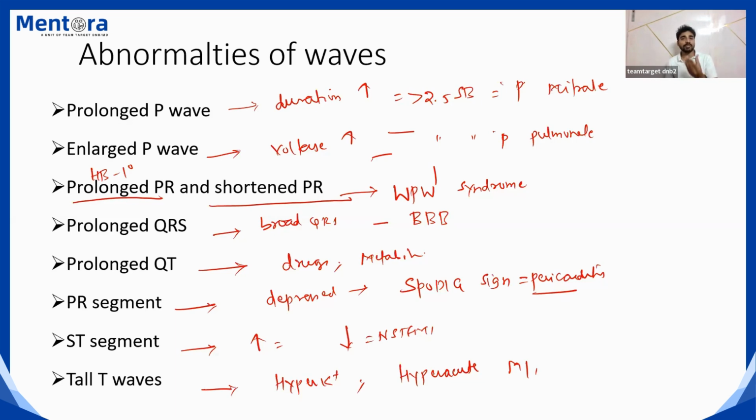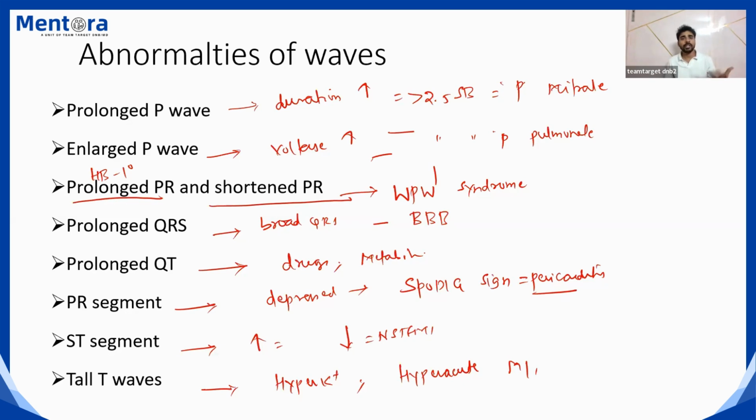Then you see the QRS complex. If it is more than 3 small boxes, that indicates a bundle branch block. Very important. A QRS complex of more than 3 small boxes means a bundle branch block is there, because the depolarization is going to the ventricle slowly. So the ventricle is depolarizing slowly, so it will take time to depolarize. So it's more than 3 small boxes. That is your wide QRS complex.